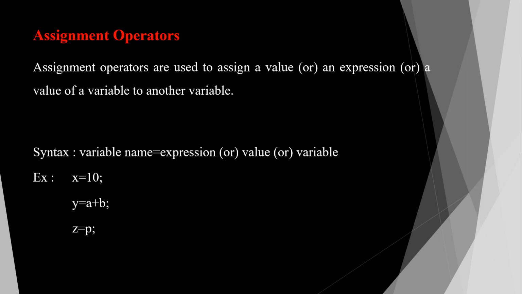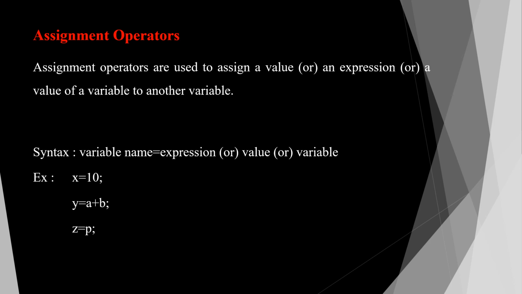Then we move on to the next slide. The next operator is the assignment operator. The assignment operator is used to assign a value, an expression, or the value of a variable to another variable. Assignment means giving a value to a variable. Here is the syntax: the variable name equals either an expression, a value, or a variable.